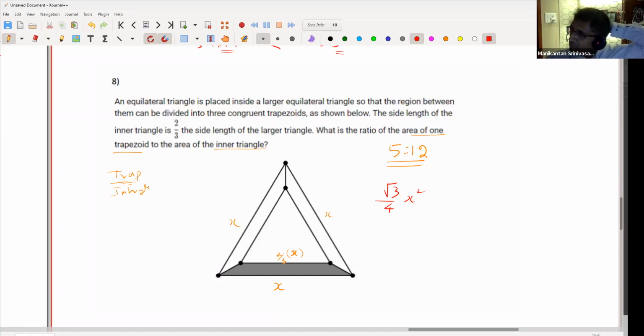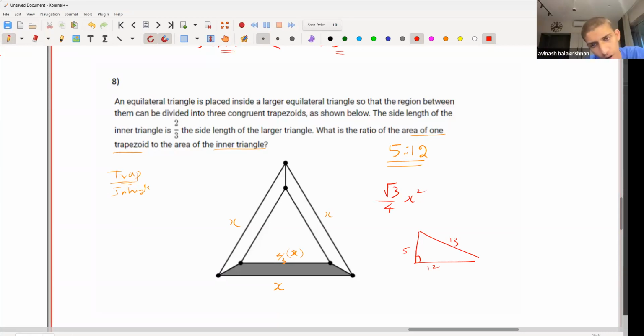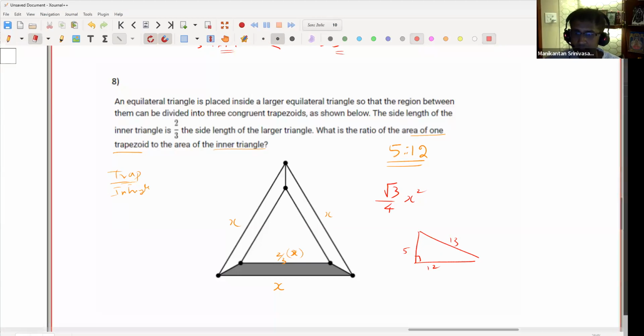Doesn't make sense. For example, if you have a 5, 12, 13, which is a right angle triangle, will you do half into 5 into 12, or will you do root of s into s minus a, s minus b, s minus c? You'll do half into base into height. Heron's formula will still work, but it's the one that's just fastest.